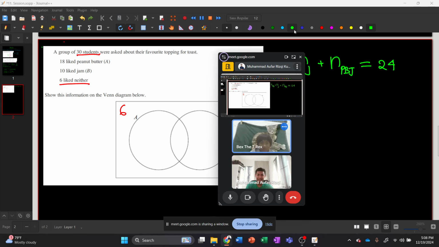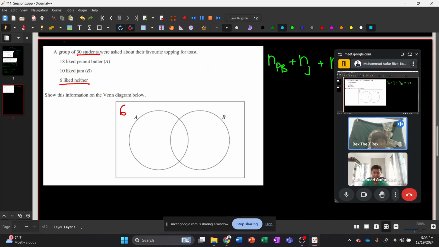So that means it's 24 minus 4. Oh wait, no. 10 minus 4 is 6. So 6 for A. Remember, A is 18. So the 18 will be minus 4. Oh wait, no. Yeah, 18 minus 4.